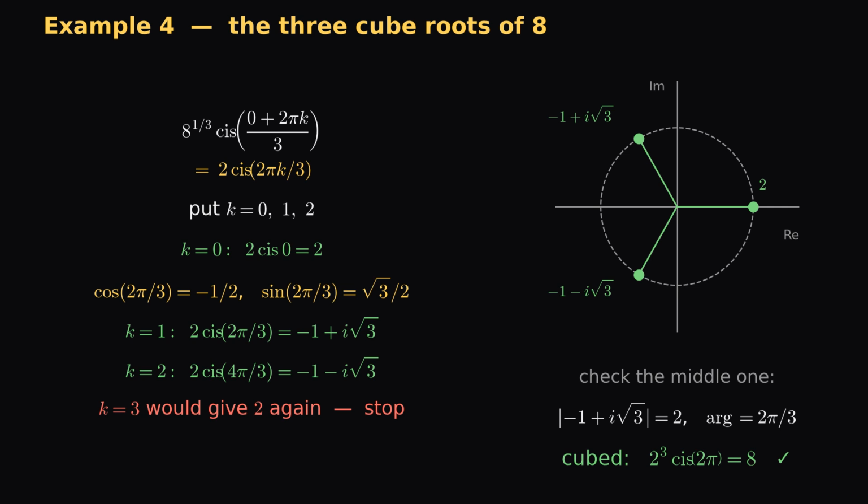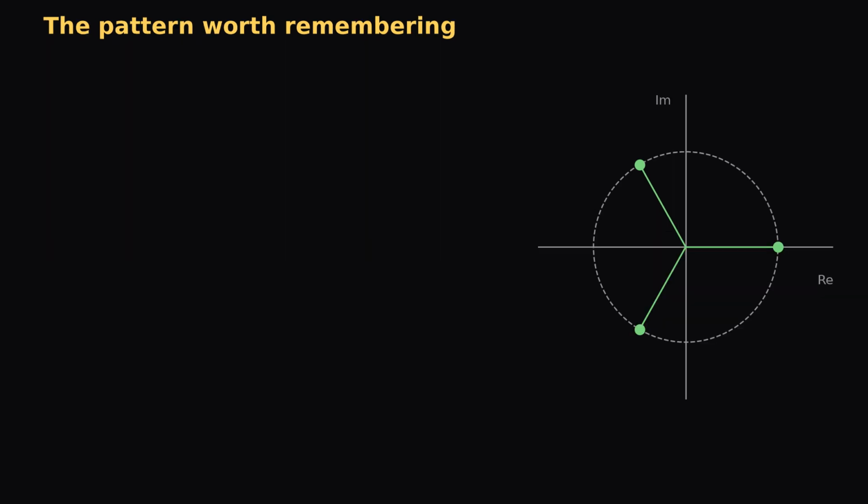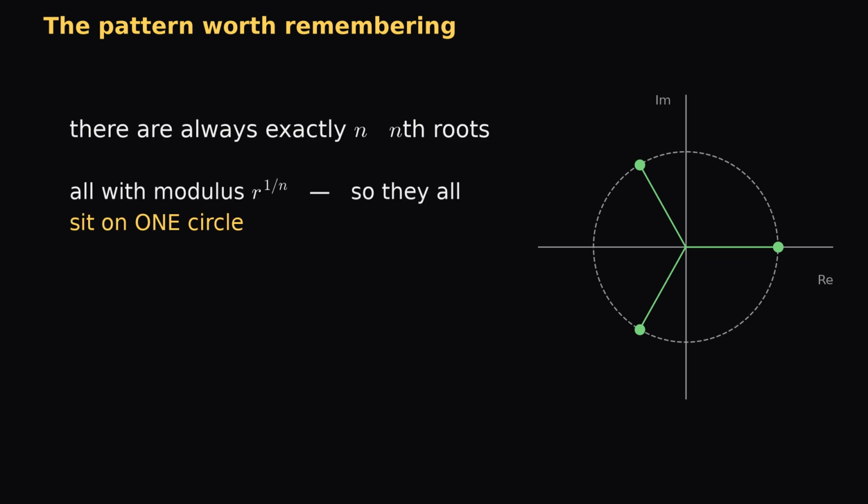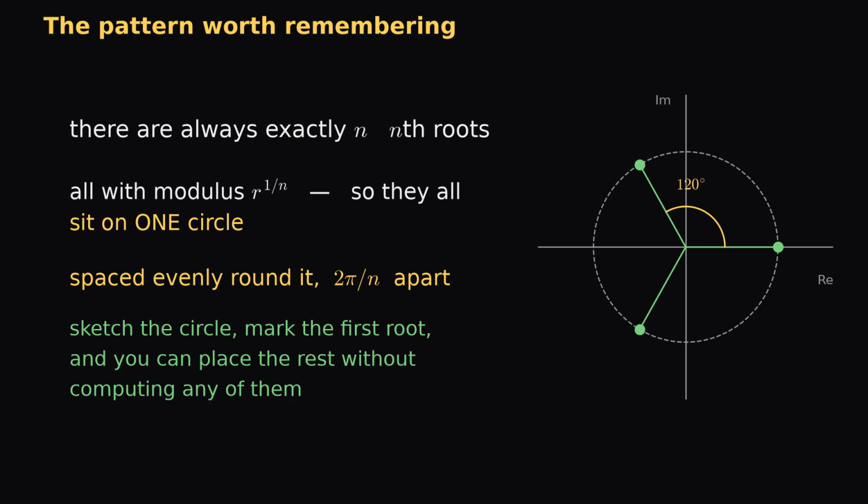It works. And here is the pattern worth remembering. There are always exactly n nth roots. They all have the same modulus, r to the 1 over n, so they all sit on one circle. And they are spaced evenly round it, 2 pi over n apart. 3 cube roots means 3 points, 120 degrees apart. Sketch the circle, mark the first root, and you can place the rest without computing any of them.